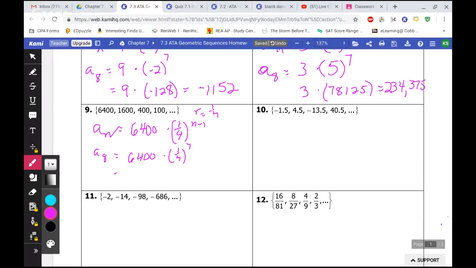Oh, this is fun. 6,400, and I'm just going to do 4 raised to the 7th power. 16,384. So that's basically 6,400 divided by 16,384. That's fun on the calculator.